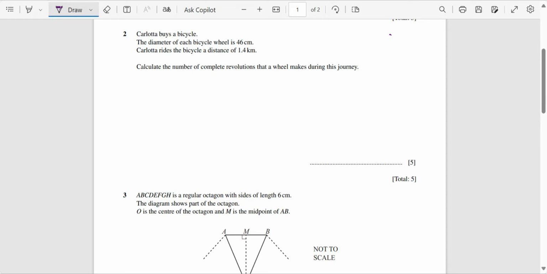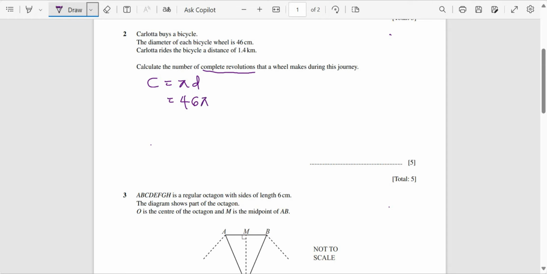So we need to find the number of complete revolutions. Now remember that when the bicycle wheel is moving, we're actually looking at the distance round the wheel, which is the same thing as the perimeter. So the first thing we need to find is the circumference of the wheel, which is the circumference of a circle. So the formula for calculating that is pi d. Since we're given the diameter, we just use pi d, and that's going to give us 46 pi.